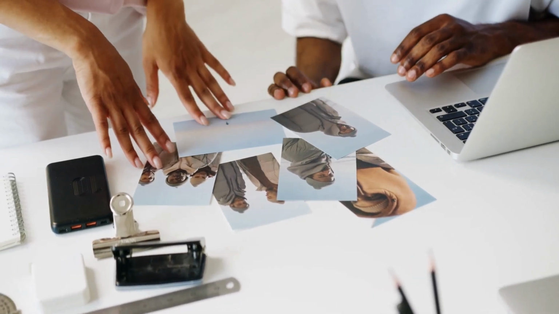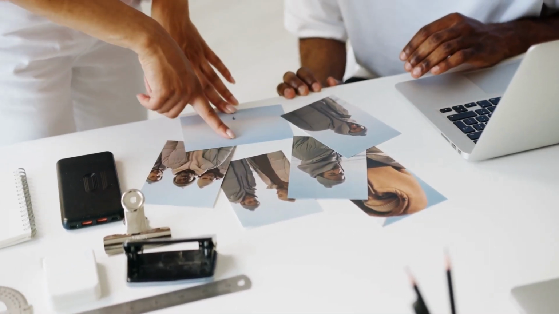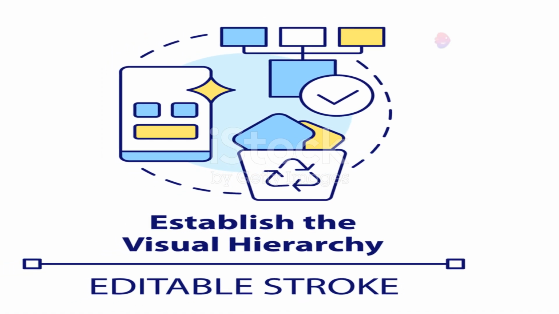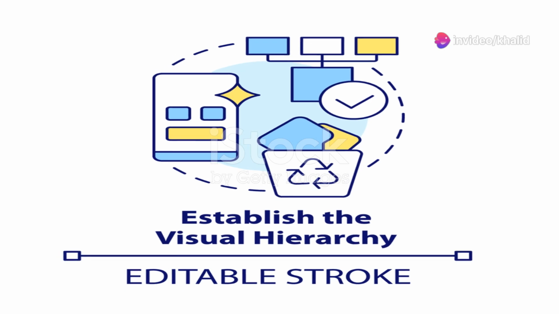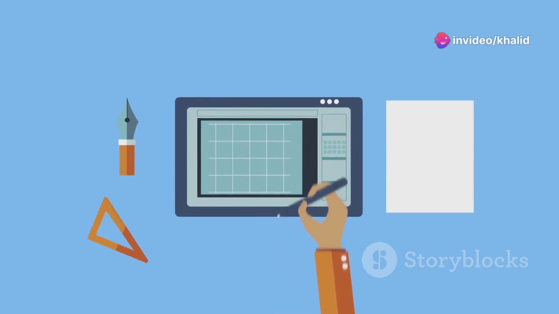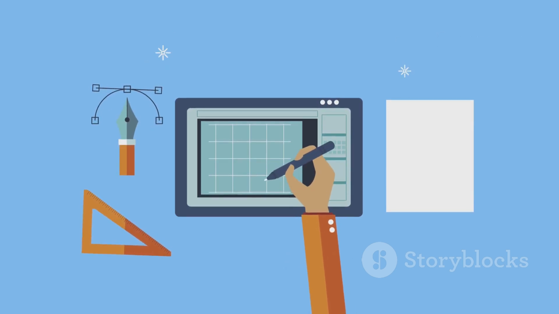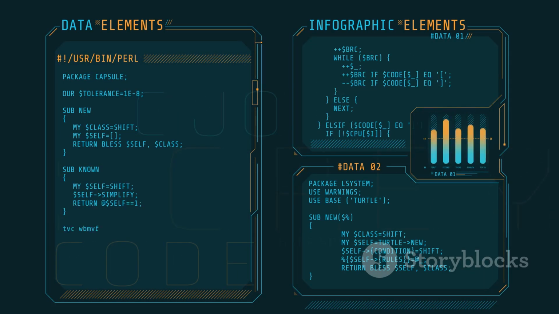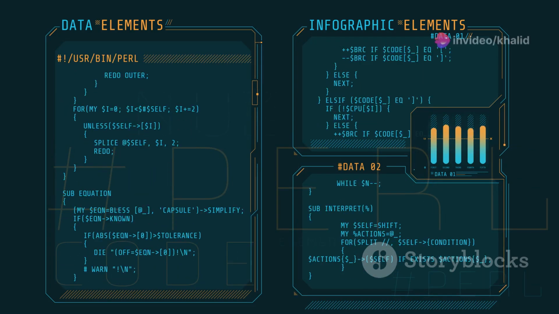Section 6. Establishing hierarchy in design. Hierarchy in design refers to the arrangement of elements in a way that indicates their importance. It's about guiding the viewer's eye through the design in a specific order, ensuring that the most important information is seen first. There are several ways to establish hierarchy in design, including size and scale.